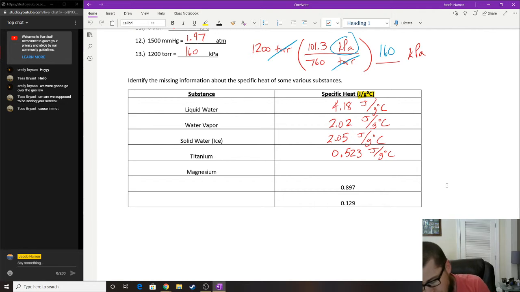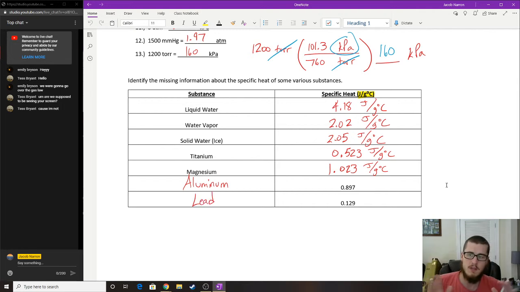I already started, so I'm going to go ahead and finish that way. Magnesium, 1.023 joules per gram degree Celsius. And then the last two, you're given the specific heat. You have to determine what the substance is, and it's aluminum, and it is pronounced aluminum, not aluminium, because we live in America. And then we have lead as well. So there you go, piece of cake.